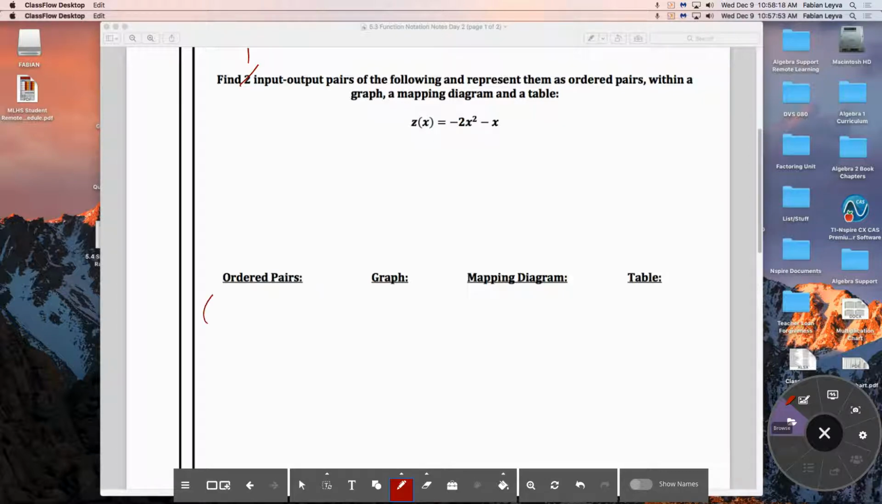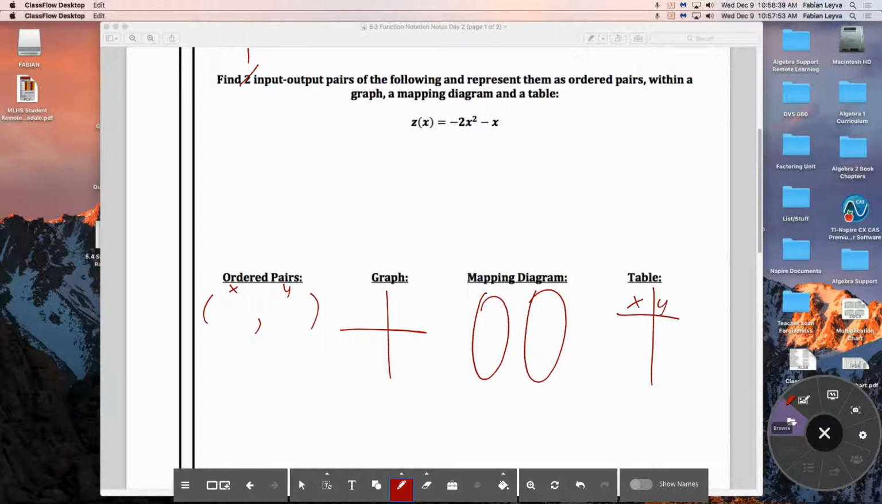When I have an ordered pair, it's just parentheses with a comma in the middle where my x is listed first and my y is listed second, aka my domain is first or input, followed by my output or my y. When I have a graph, I'm going to have the x and y coordinates or axis. And for my mapping diagram, I'm going to have my 2 ovals. And for my table, I'm going to have my x and y.